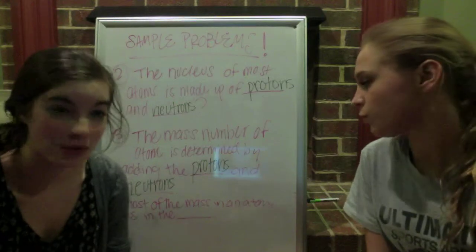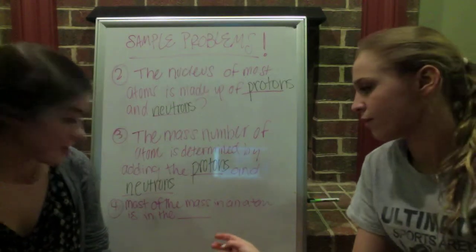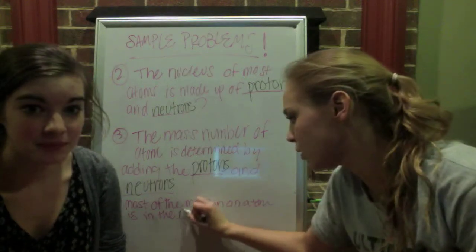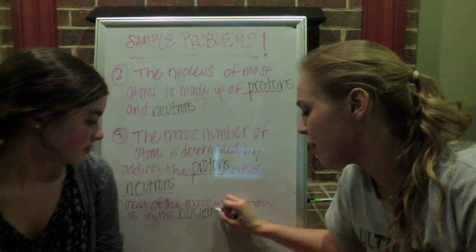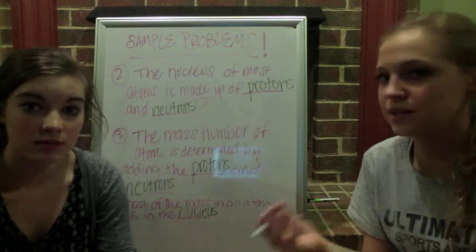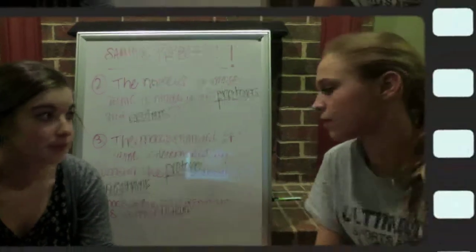Alright, for number 4, most of the mass in an atom is in the... And the answer is nucleus. So if you remember, most of the mass is in the nucleus because it's dense, and then the volume is mostly empty space.